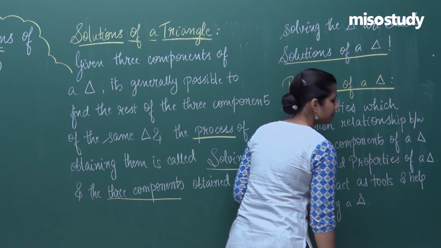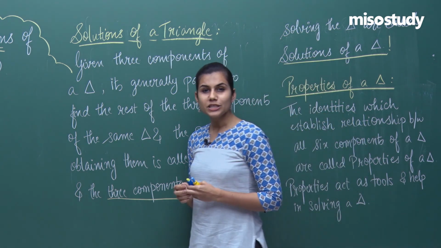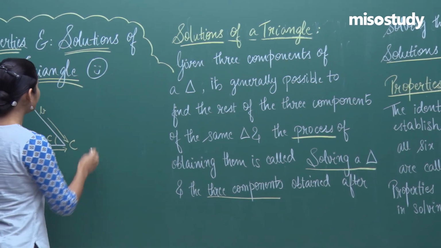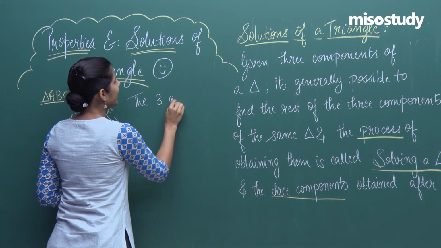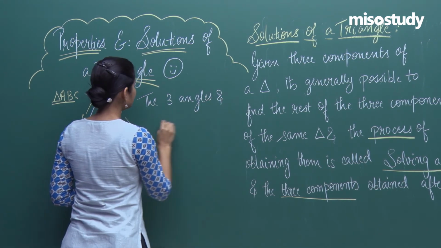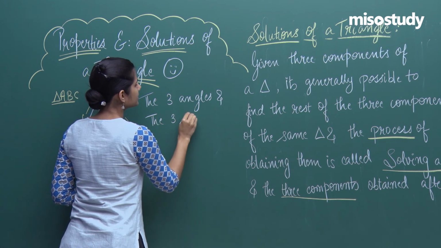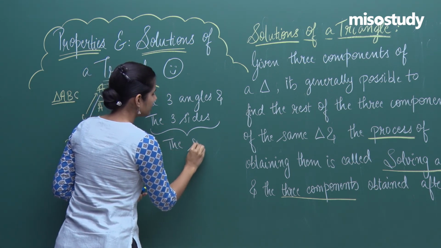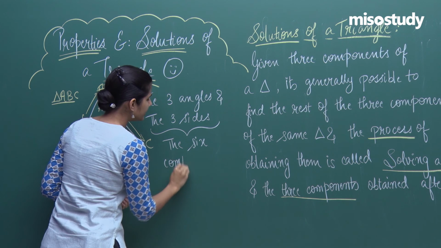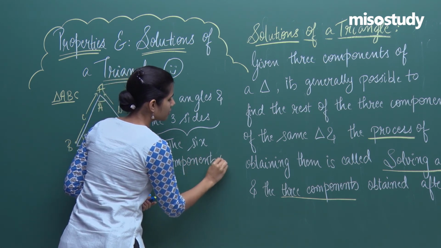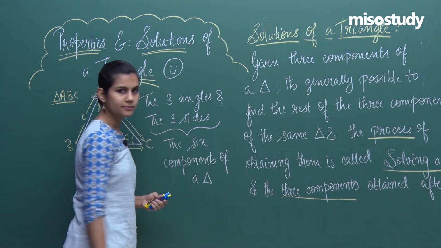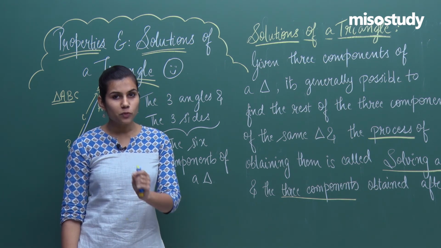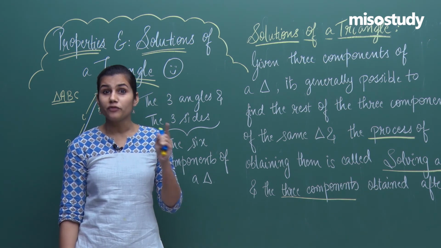That means once we are aware of the meaning of the six components of a triangle, wherein the three angles and the three sides together comprise the six components of a triangle, we should be very aware of our venture, which is to solve the triangle with the help of the properties.